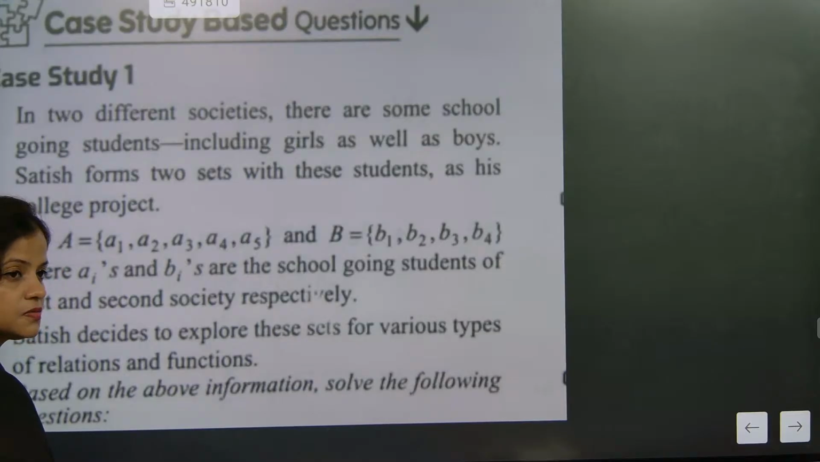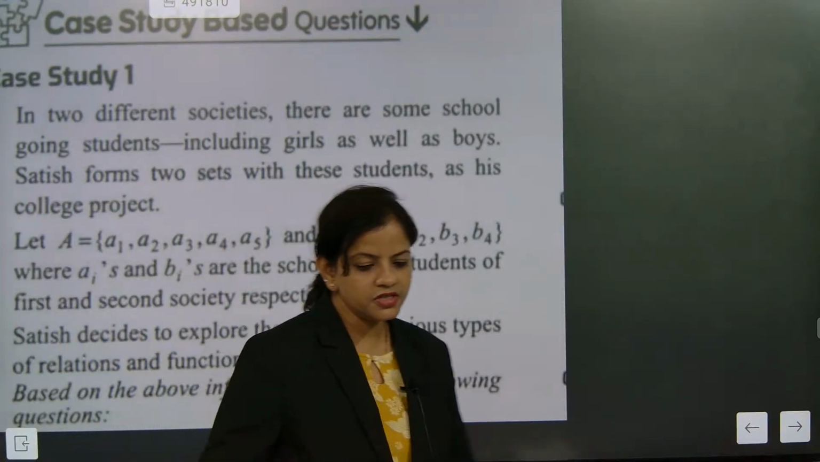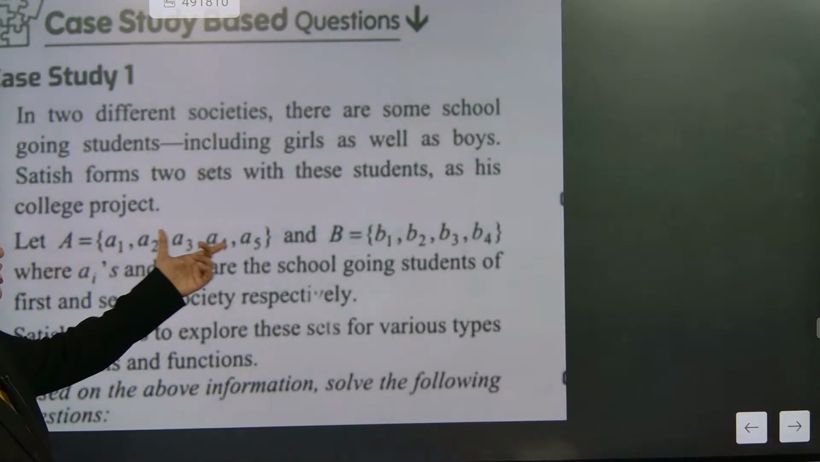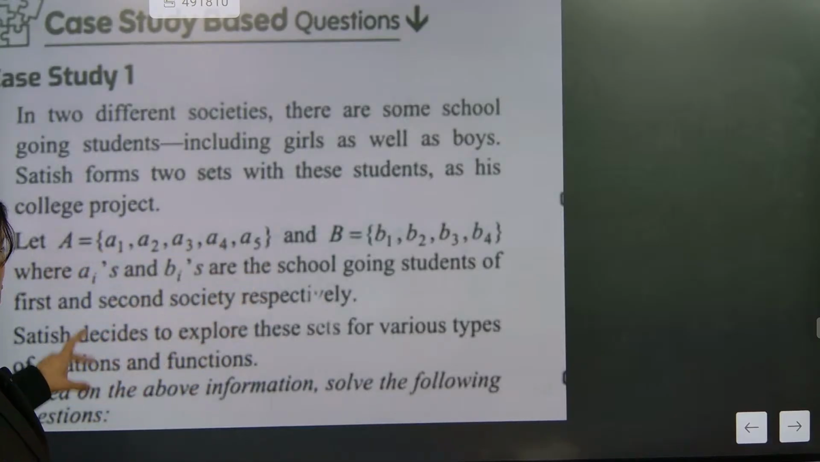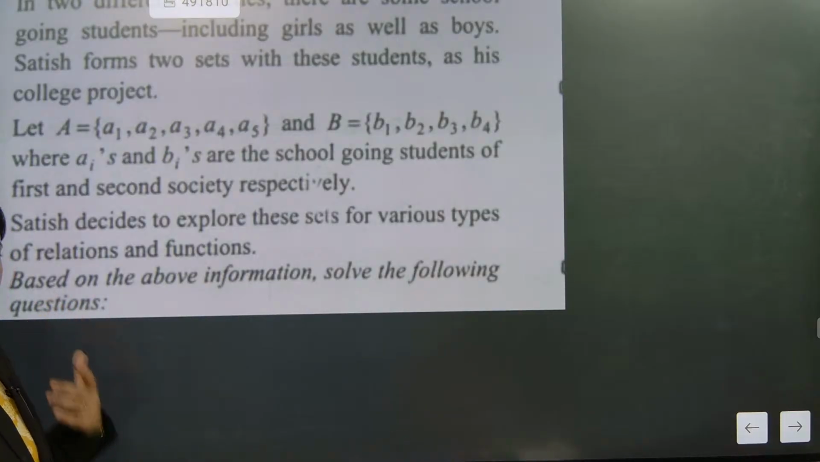Say the answer. What is the correct answer coming here? See, A is coming as 1, 2, 3, 4, 5. B is 4 elements. Now, what they are telling here is, if I will call all the students, means the parents are telling they are going to school, they are doing this, they are doing that.